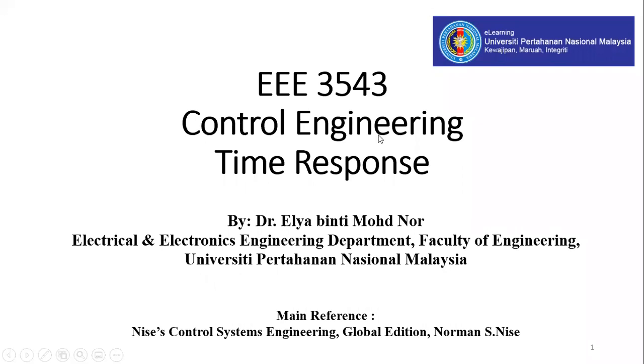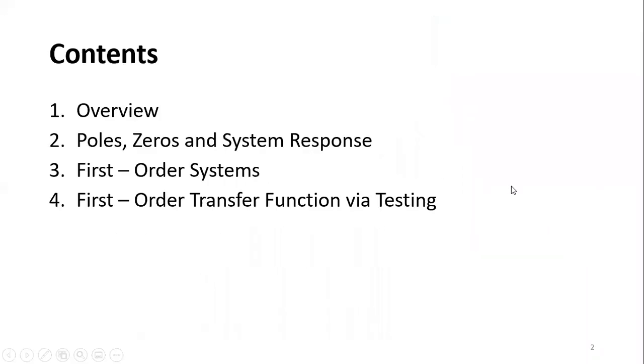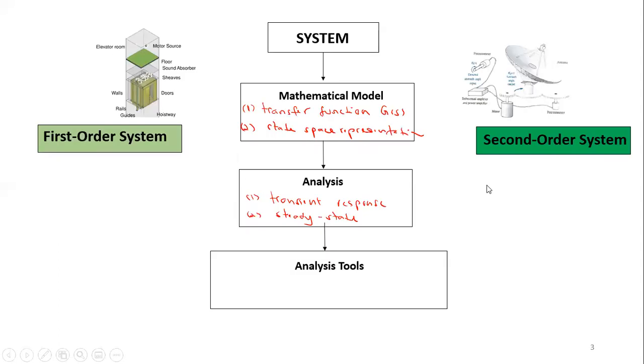Okay, so this is what we're going to do today: time response. There are 4 things I'm going to cover with you today. First is an overview, refreshing our control, what we have learned in control. Number 2 is the concept of poles, zeros, and system response. Number 3, I'm going to introduce a first order system, and then also a first order system transfer function by testing. Only 4 things we are going to cover today. Tomorrow we're going to cover a second order system.